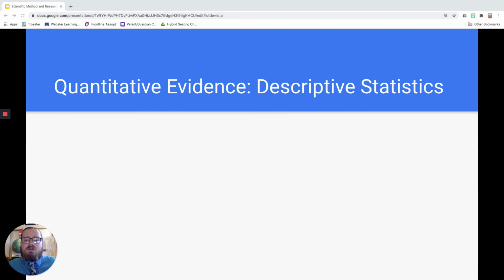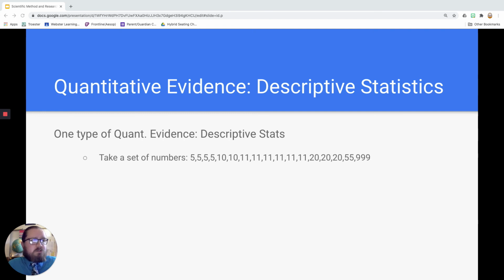So first up, we're going to look at a particular type of quantitative evidence, and that is descriptive statistics. These just describe things. They're not explaining cause, effect, any relationship between stuff. It's just a description of some part of reality. So let's start with these descriptive stats. In this case, we're going to take just a set of numbers, and we could call these observations. We could say that each of these numbers represents the amount of cash a person had in their wallet or their purse when we stopped and asked them how much cash they had. So this could be our set of observations.